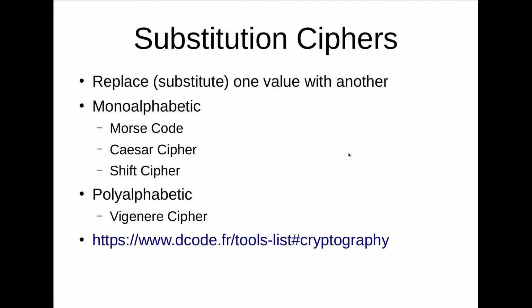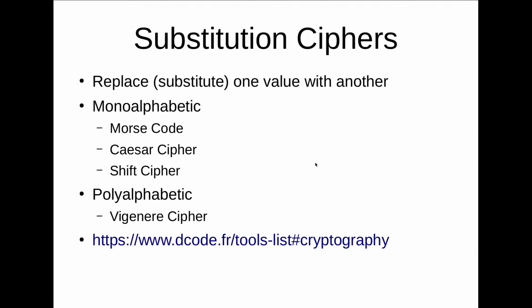But then the next part is substitution ciphers. Basically, these just replace one value with another value. And there are a couple of types. Monoalphabetic ciphers. Basically, you have a single thing that you replace it with. Common examples: Morse code is probably the most widely used substitution cipher. Then Caesar cipher is a popular one that's used for teaching what substitution ciphers are, and then the shift ciphers are related to that, but they're a generalized form.